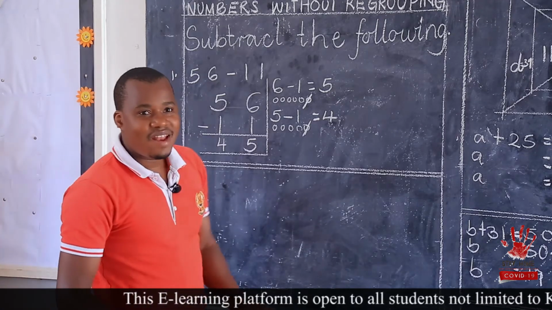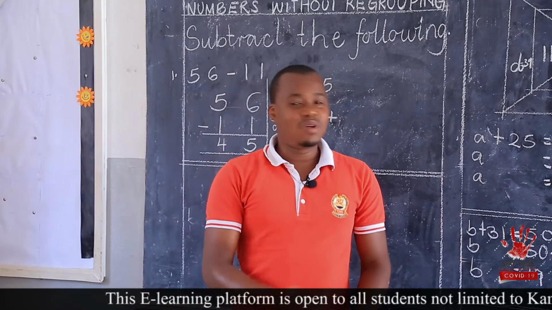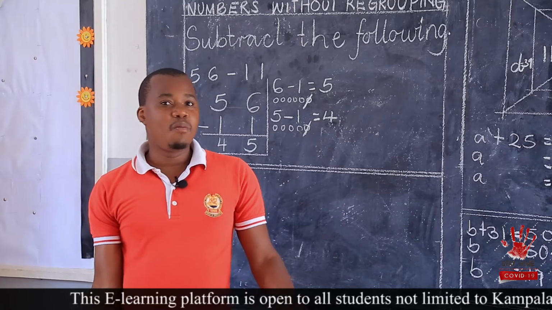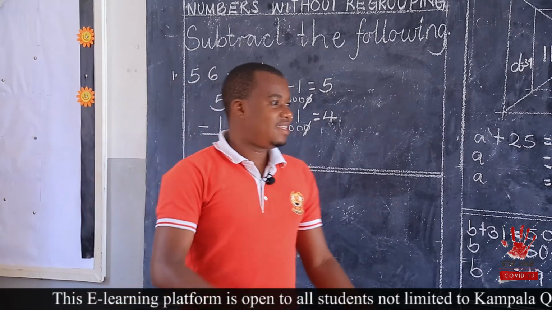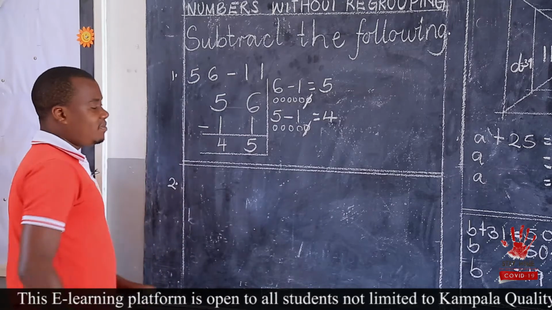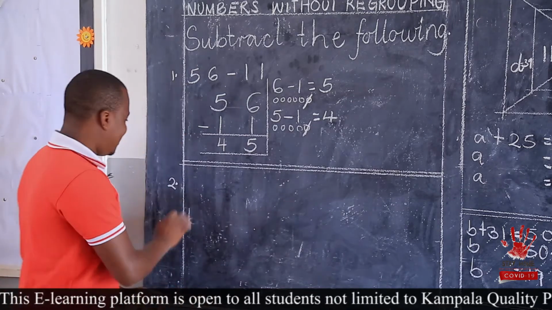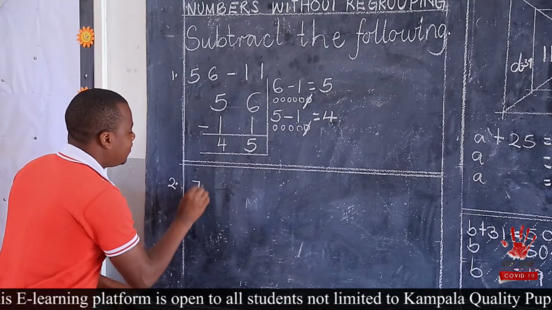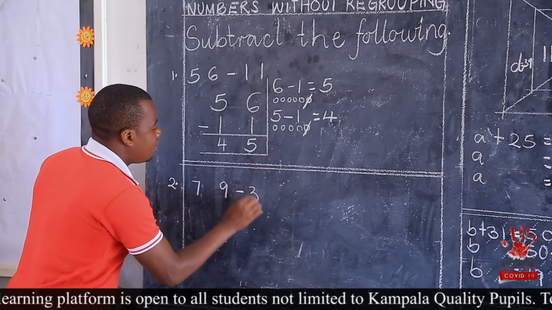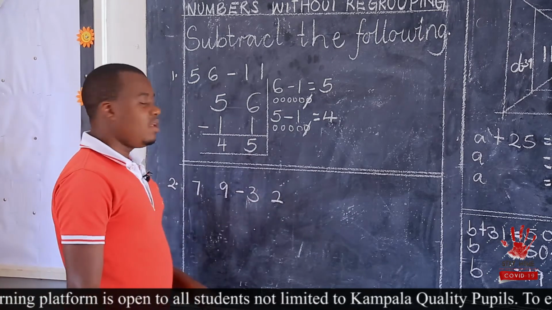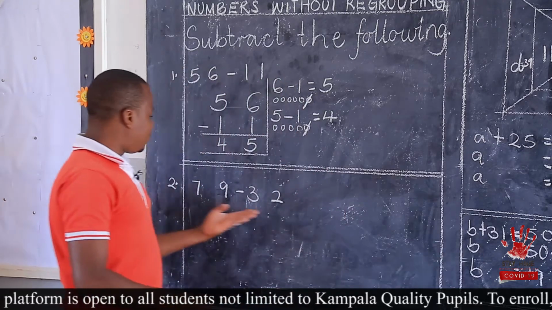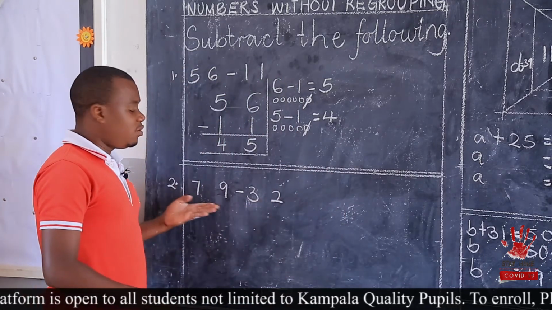Maybe I can give another example for those who are saying, I'm not getting it well. Now you must be attentive in this second number I'm going to give. So number 2 is 79 take away 32. 79 take away 32. So this is also arranged in horizontal form.